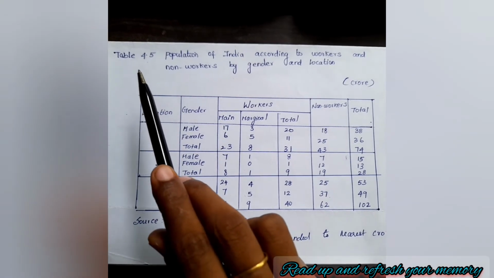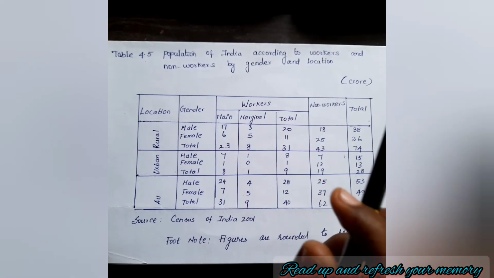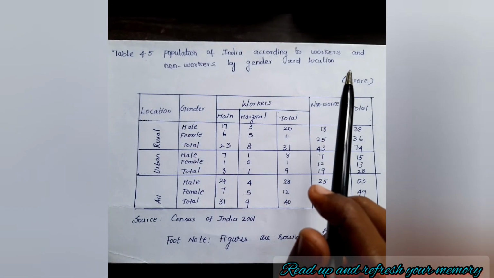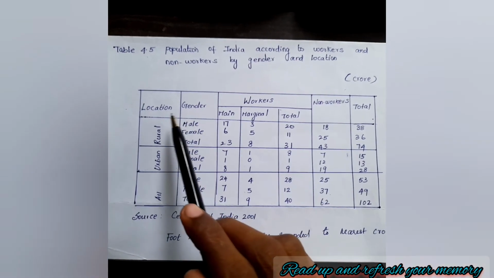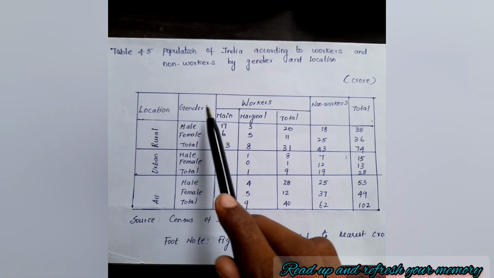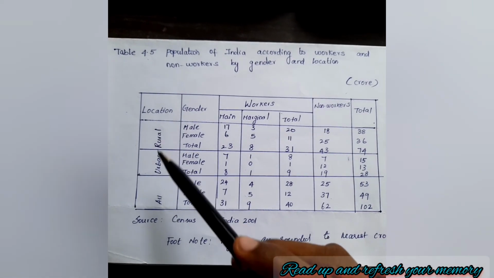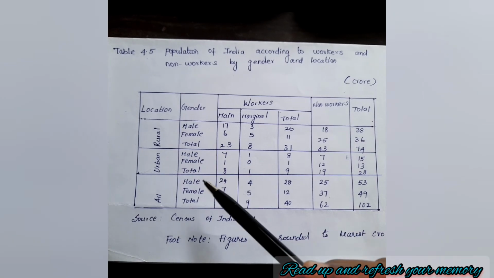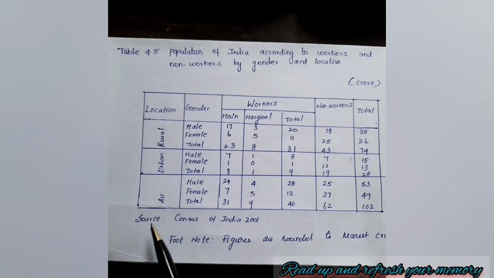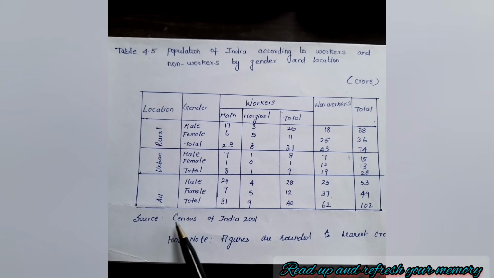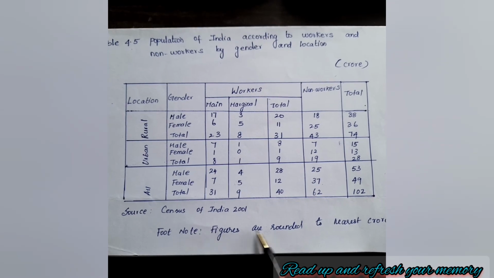Table number, title of the table, head notes, stubs. This one is captions, body of the table, source note, footnotes.